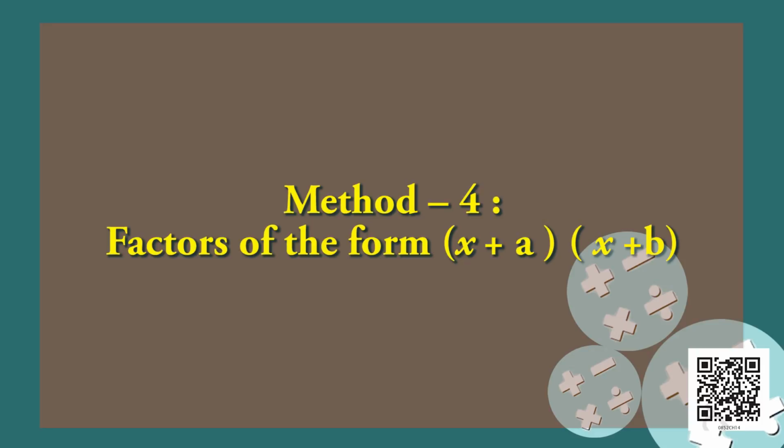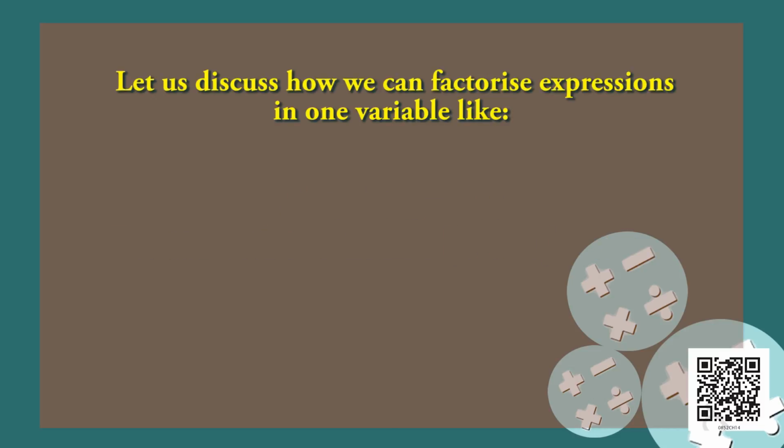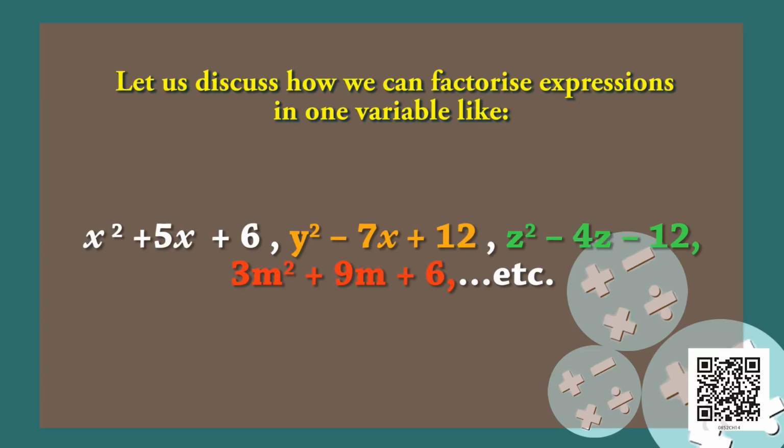Today first we will discuss the fourth method of finding the factors. The method is given as follows. Method 4, factors of the form x plus a into x plus b. Let us discuss how we can factorize expressions in one variable like x square plus 5x plus 6, y square minus 7y plus 12, z square minus 4z minus 12, 3m square plus 9m plus 6, etc.